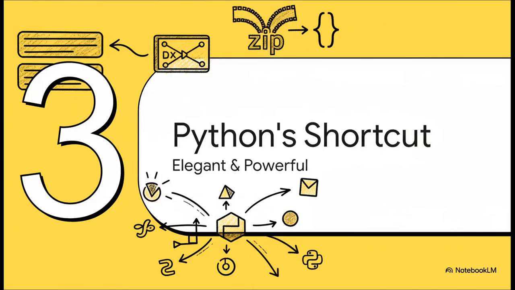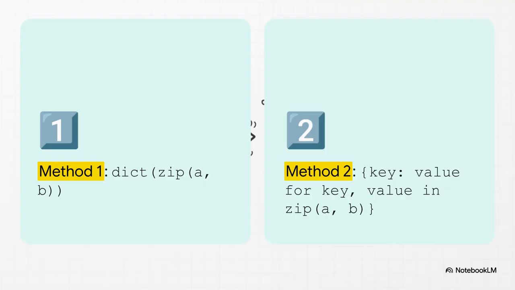Now, that dict-zip method, it's fantastic. But you know Python, there's almost always more than one way to do things. So let's look at another really slick shortcut that kind of builds on this same idea. So what we have here are two different paths that lead to the exact same destination. On the left is the dict-zip trick we just learned, and on the right is another powerful one-liner. It does the exact same thing, but it uses a different syntax that starts and ends with those curly braces, just like you'd see if you were typing out a dictionary by hand.